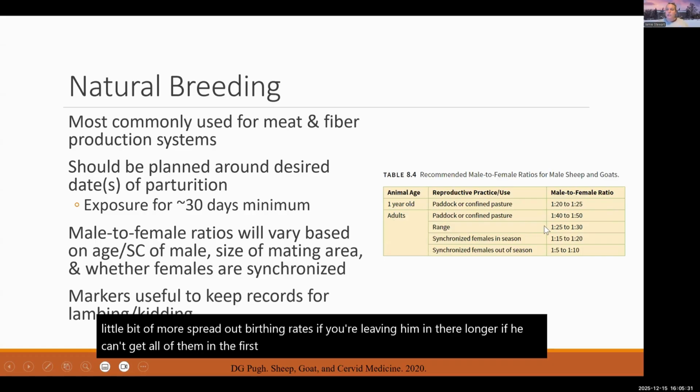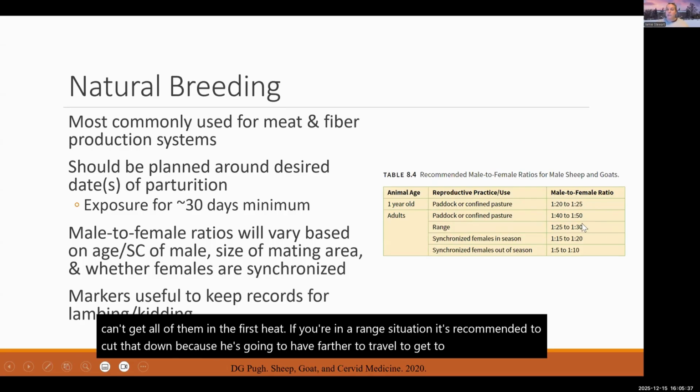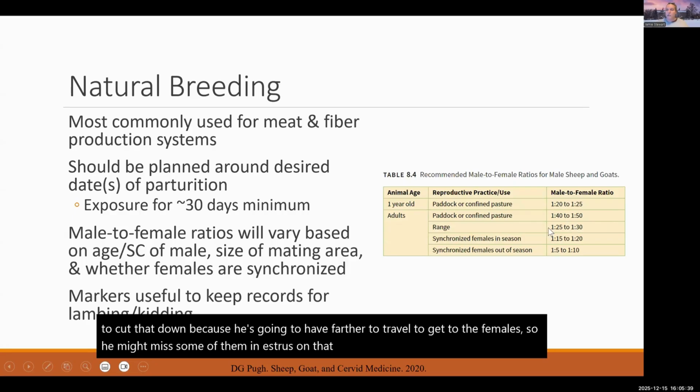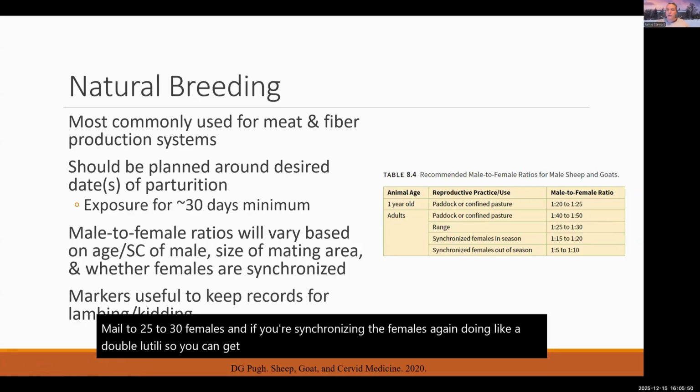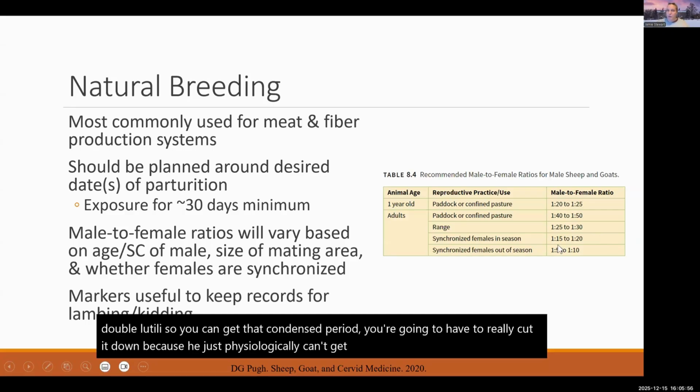If you're in a range situation, it's recommended to cut that down because he's going to have farther to travel to get to the females, so he might miss some of them in estrus on that first heat if there are too many in there. So in a range situation, we're going to say about 1 male to 25 to 30 females. And if you're synchronizing the females, again, doing a double lutealyse so you can get that condensed period, you're going to have to really cut it down, because he just physiologically can't get to 50 females all within a 3-day period.